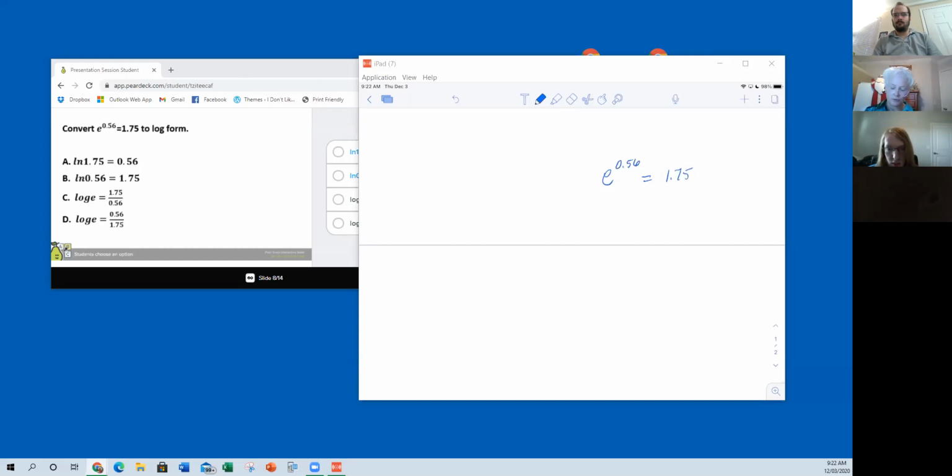Okay. So if you think about what this means, the exponent that turns e into 1.75 is 0.56. It's always going to equal the exponent because a logarithm is an exponent. So this would be log, the exponent that turns e into 1.75 is 0.56, but we don't write log base e. We write ln, natural log. So it would be ln 1.75 equals 0.56.